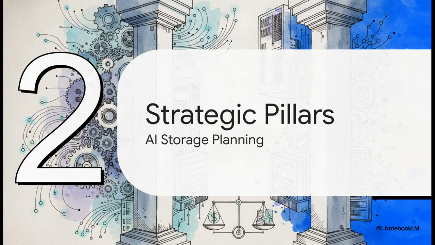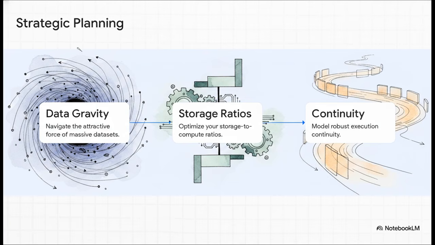Moving right along to Section 2, the 3 strategic pillars. So, to achieve that perfect balance without overspending, Chapter 14 introduces a really structured framework built on 3 foundational pillars: navigating data gravity, optimizing storage to compute ratios, and robust execution continuity modeling. If you can master these 3 things, you can right-size your AI infrastructure and seriously slash your operational expenses, all without starving your expensive GPUs of the data they constantly crave.